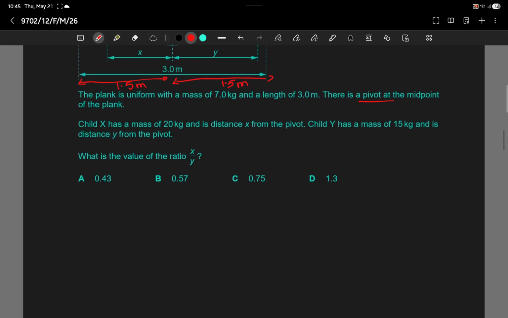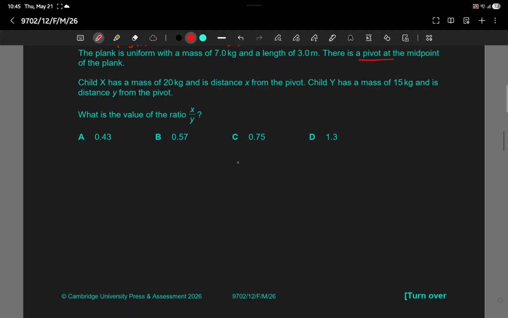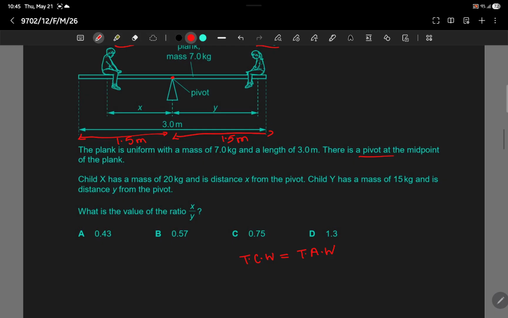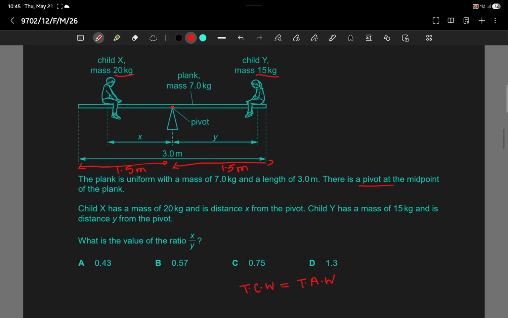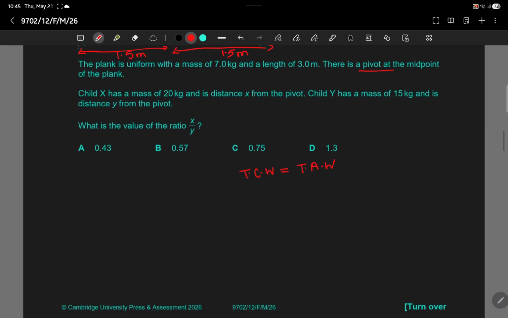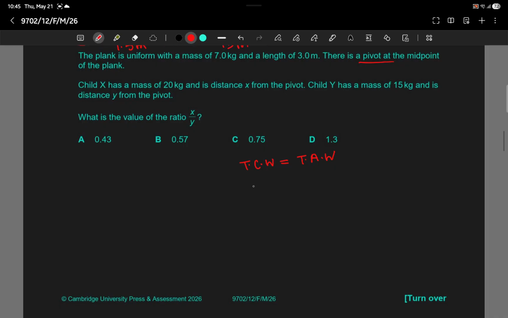So let's use the law of moments, which is at equilibrium, the total clockwise moment is equal to the total anti-clockwise moment. So what is the total clockwise moment? Total clockwise moment is from child Y, since it's going this way, and child X is going to be the anti-clockwise moment. So total clockwise moment will be the child, which is 15.